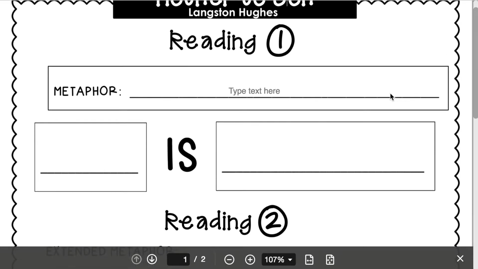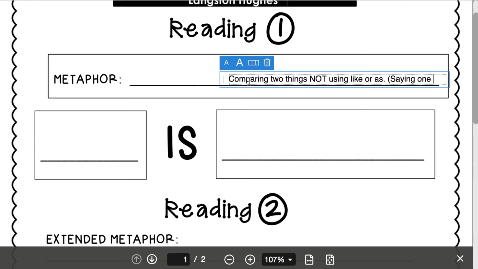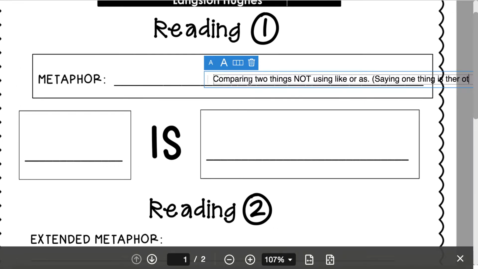So let's start first with the metaphor of this poem. Let's remind ourselves for just a second what a metaphor is. So just take a minute, think, what is a metaphor? We talked about figurative language a couple of times this year, and it's been brought up several times. So if you remember, a metaphor is comparing two things, not using like or as. It's also saying one thing is the other.